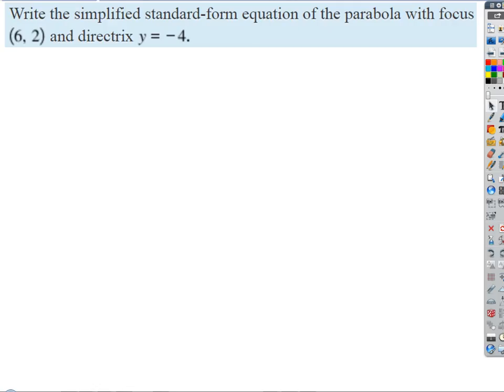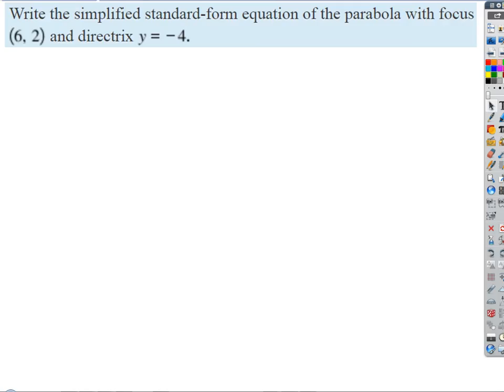Okay, so let's spend a little time with these parabolas and make sure we're getting up to speed. Something like this: we're going to write the simplified standard form equation of the parabola with focus at the point (6, 2) and directrix y equals -4. Let's practice this process. So get your notes out. If you want some graph paper, I've got some here.